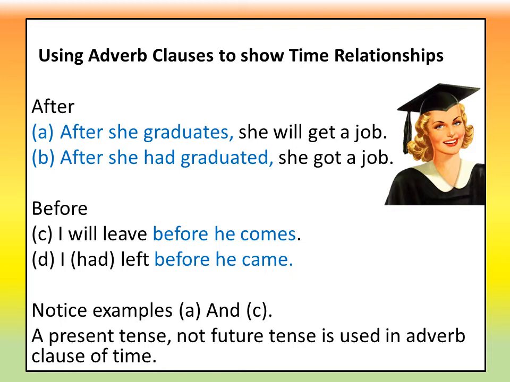By the way, please notice examples A and C. The present tense, not the future tense, is used in an adverb clause of time. Although the main clause uses the future tense, she will get a job, I will leave, the adverb clause uses the present tense. After she graduates, she will get a job. I will leave before he comes.